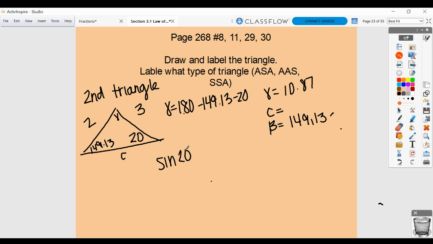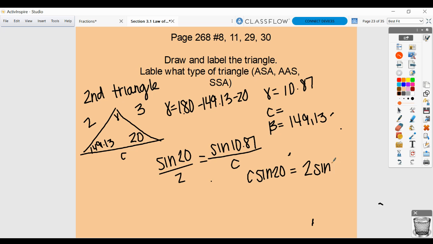And then do another setup, sine of 20 over 2, sine of 10.87 over c. Cross multiply. You're always going to cross multiply and then divide. So 2 sine 10.87 divided by sine 20, and you should get 1.10.